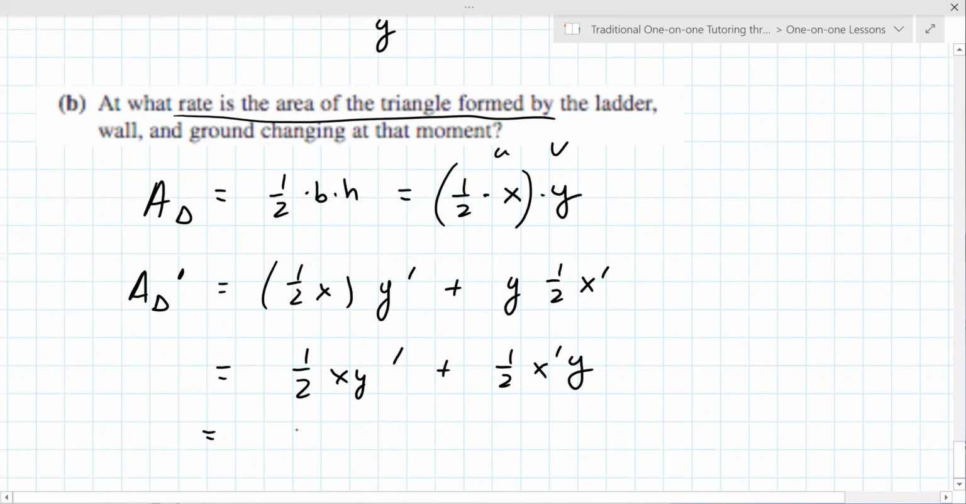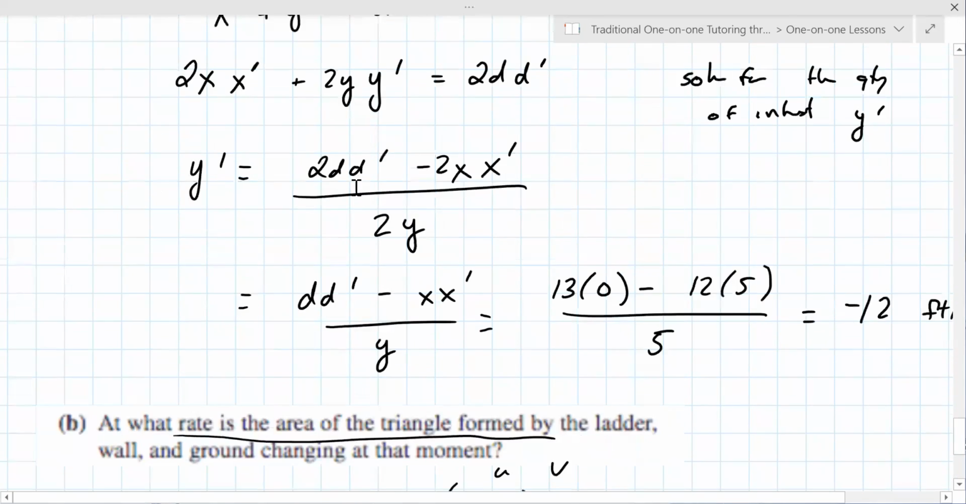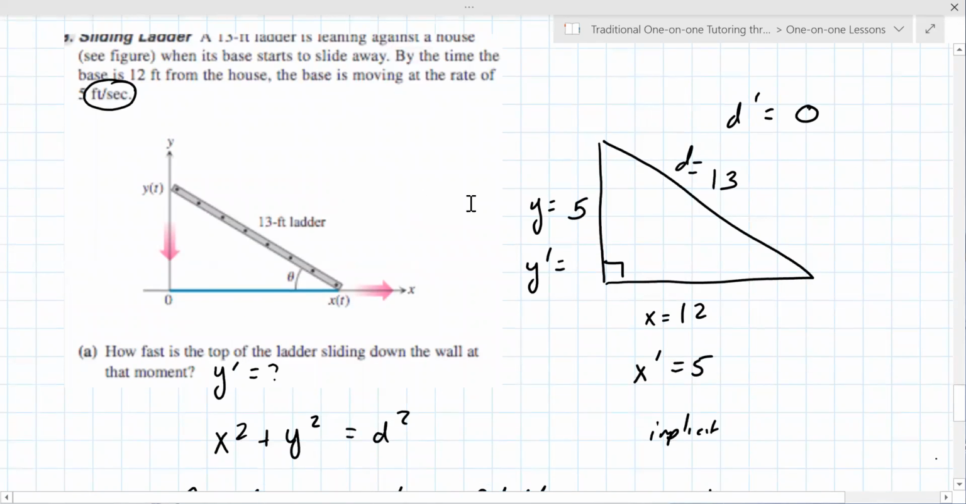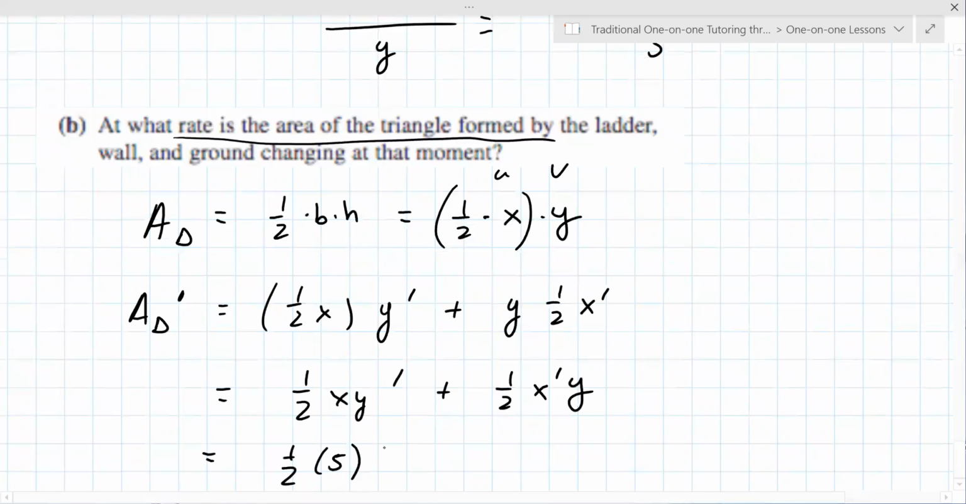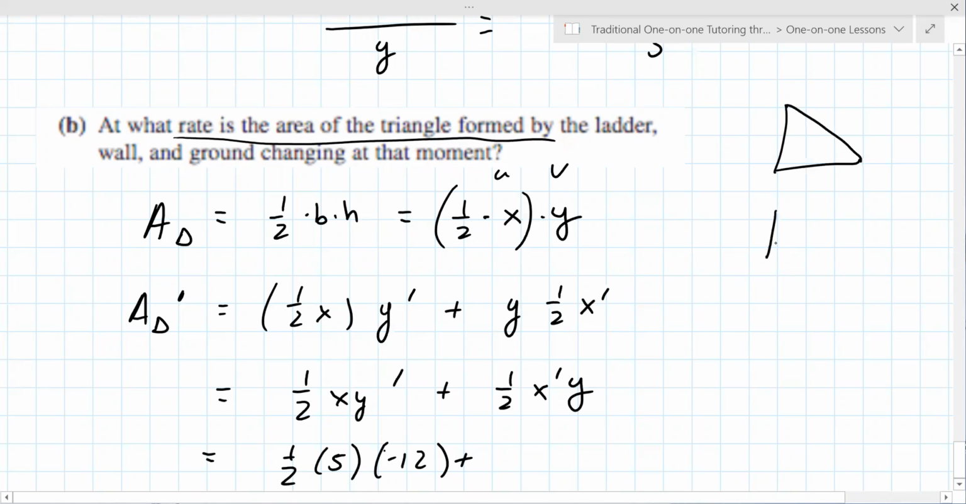So do we know any of these values? Well, we know that Y is 5. Now, what is Y prime? We assume, because it says at that moment, that it's referring to the last part of the problem, but they could just as well change it. So we found Y prime to be minus 12. You might think at first that's not good because area can't be negative, but we're talking about the rate of change of area. Is the triangle getting smaller? Yes, it is, because it's going to be down here, getting smaller.